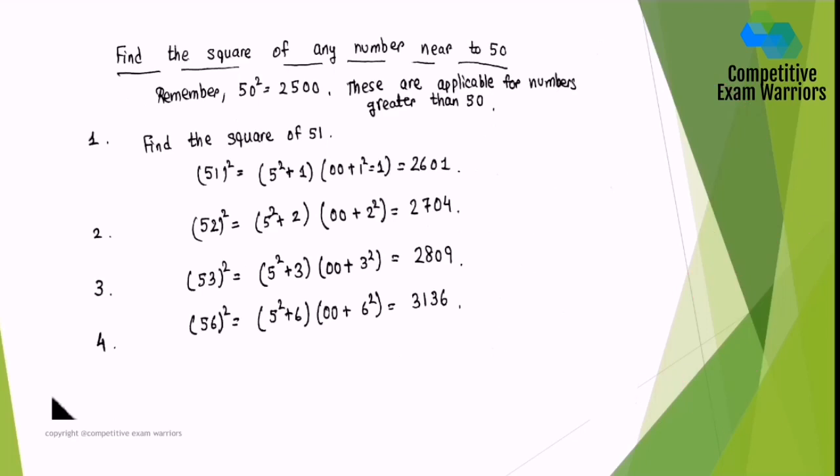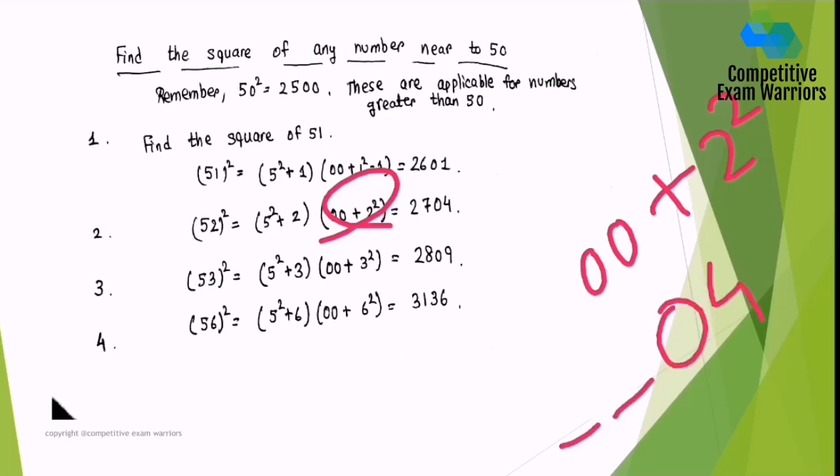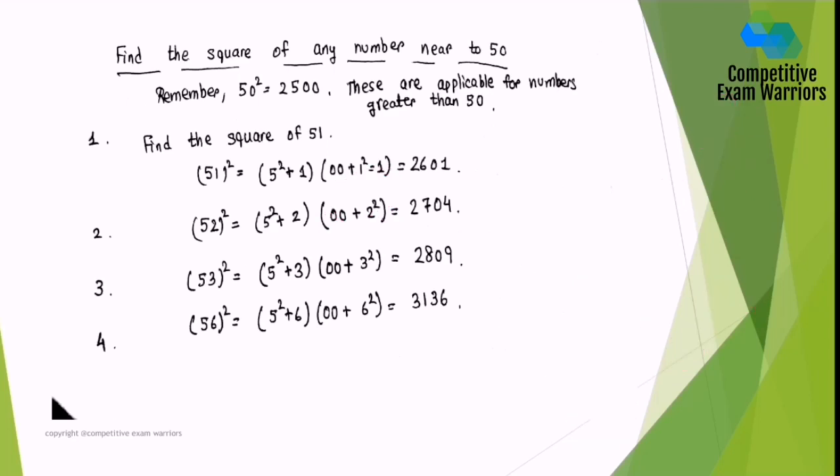Look at the next example, it will help make things more clear. If you are asked to find the square of 52, 52 is more than 50 by 2, so the last part will be 0 0 plus 2 square, that makes it 4. Always place 0 0, because the ending will be 0 4. The beginning two digits: it's more than 50 by 2 units, so it will be 50 by 2 is 25 plus 2, that will be 27, so the answer will be 2704.